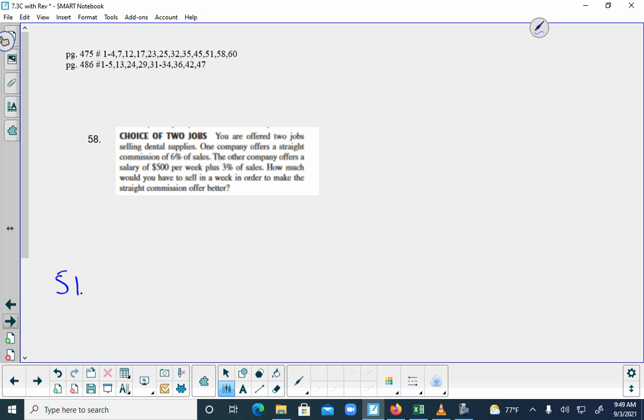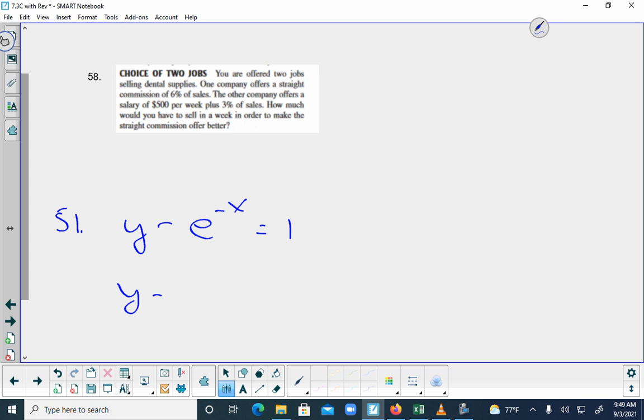It's y equal, or y minus e to the negative x equals 1, and then y minus ln of x equals 3.